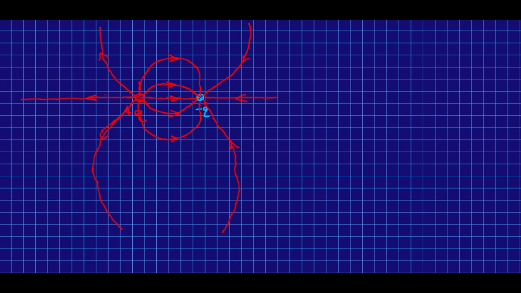So notice these lines leave the diagram. However, the total number of lines leaving the diagram is 0. See? 3 leave, but 3 come in, and so the total leaving the diagram is 0. Note that the total charge here is 0, and that's always going to be true. The number of lines leaving the diagram will always be proportional to the total charge.